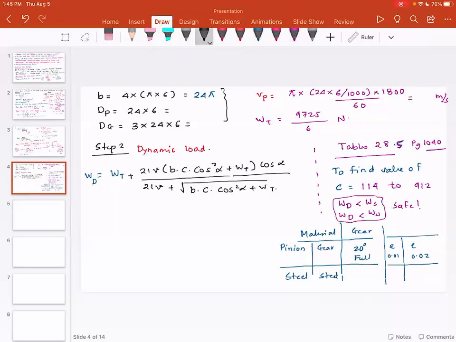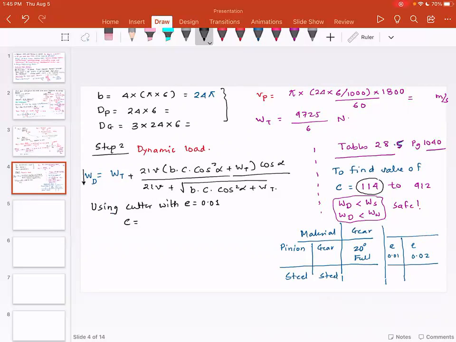So my intent is to have this value as low as possible. And one way to achieve a low value is by selecting the lower value of C. And the argument there is, we are going to use the cutter with E is equal to 0.01.